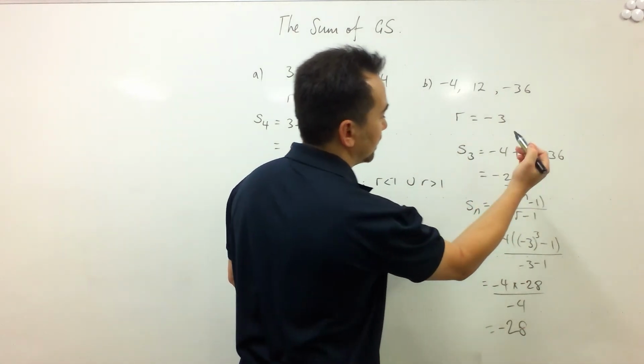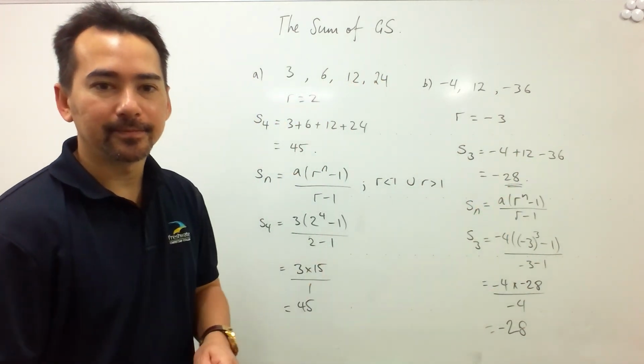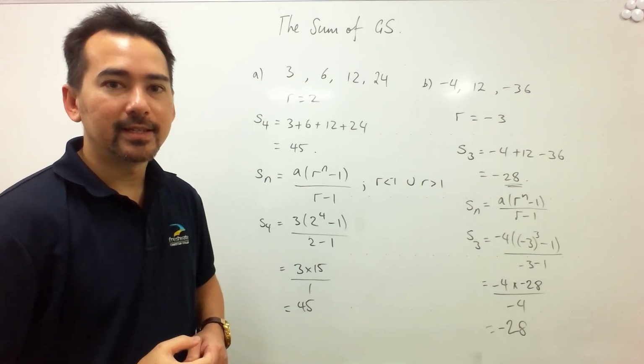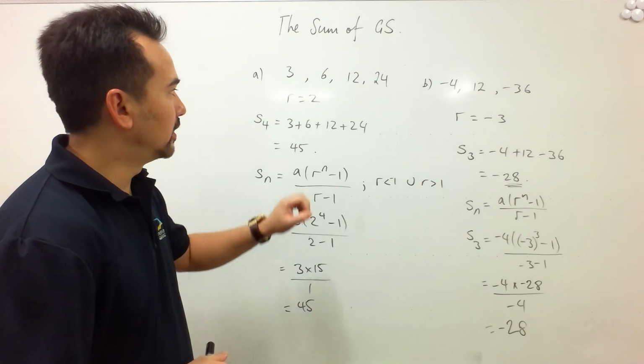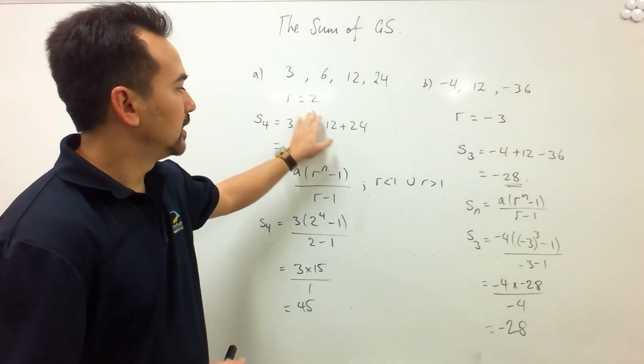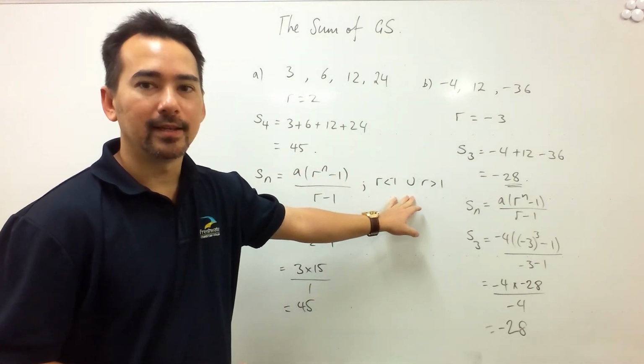And it works, -28. So that is the sum of geometric sequences. Let's try some questions where the R value is between -1 and 1.